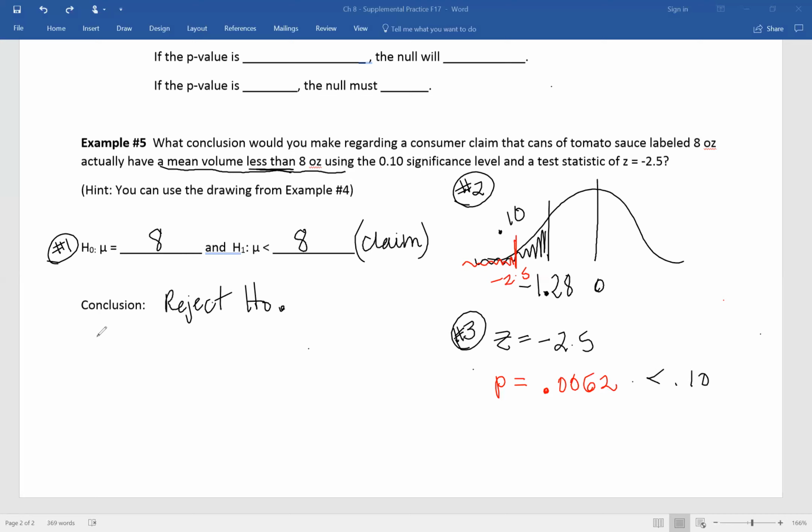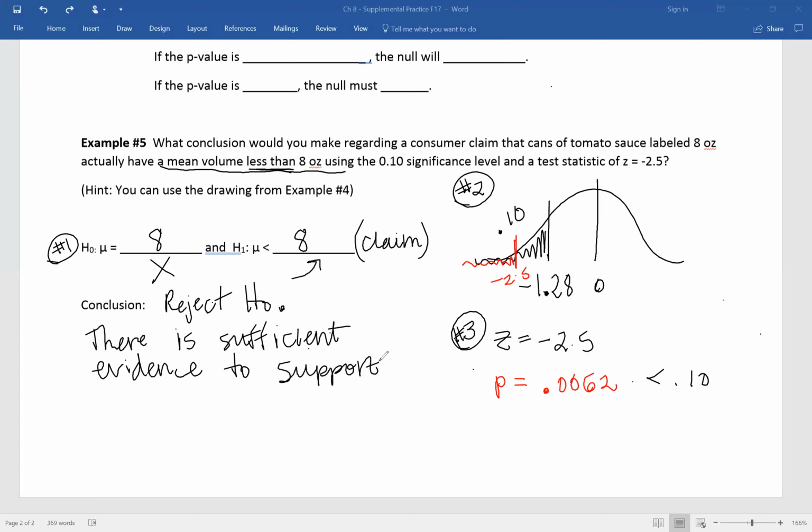Whenever we reject the null, there is sufficient evidence. So we rejected H0. That means we are supporting our claim. So there is sufficient evidence to support the claim. And then you just sort of copy and paste what the claim was out of the problem into the line behind. Support the claim that the cans have a mean volume less than 8 ounces.